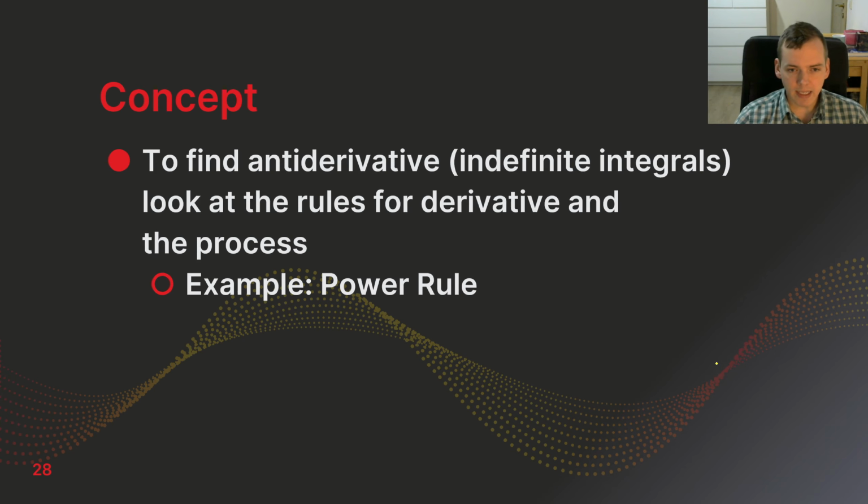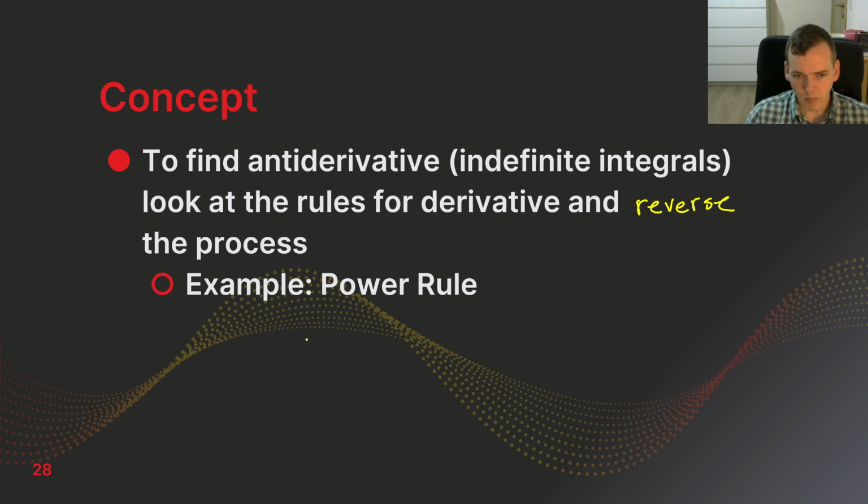So to find an antiderivative, in other words, an indefinite integral, we look at the rules for derivatives and then we try to reverse the process. So if it's possible to reverse it, we reverse it. So for example, the power rule: the integral of x to the n dx is equal to 1 over n plus 1 times x to the n plus 1 plus c.